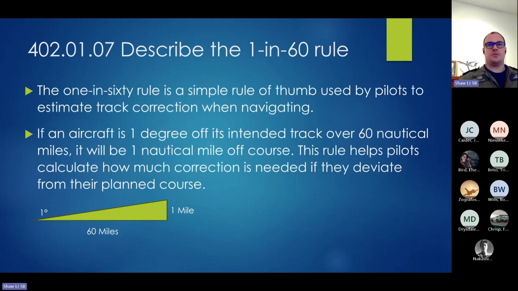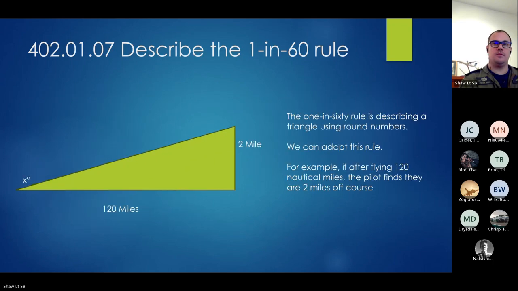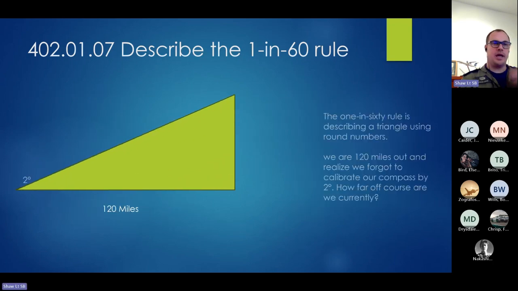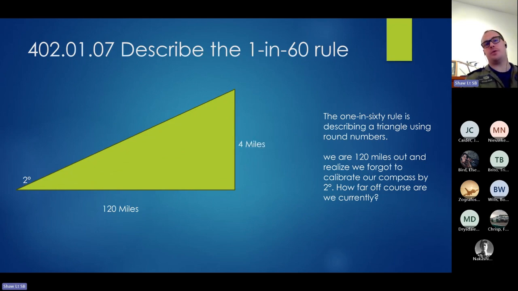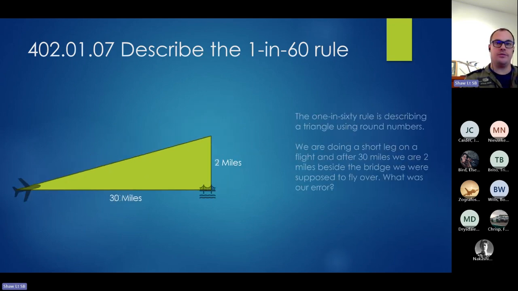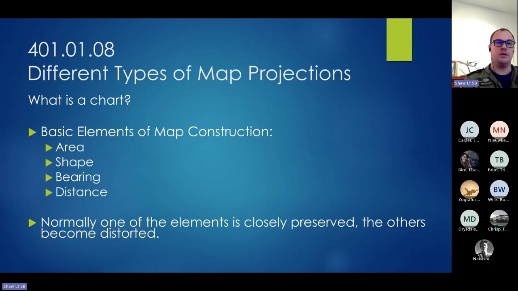If an aircraft is 1 degree off its intended track over 60 nautical miles, it will be 1 nautical mile off course. So it helps us calculate how much correction is needed. 1 degree of error over the span of 60 miles will result in you being off target by 1 mile. And again, that helps you find how many degrees you are off course. But remember, you have to make sure you're correct in whether you add your correction or subtract your correction from what you're currently doing, depending on if you're left or right and whether we're heading east or west.